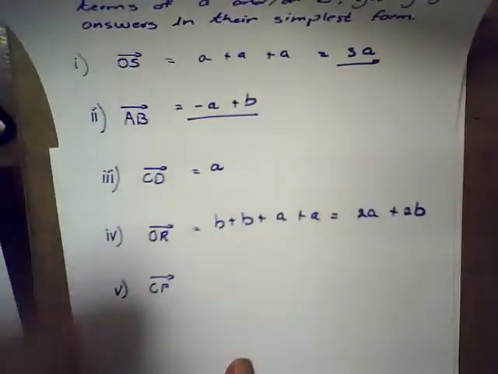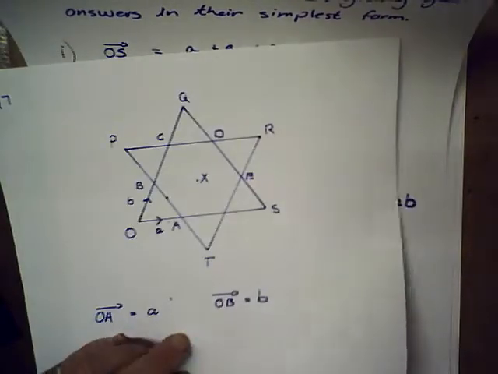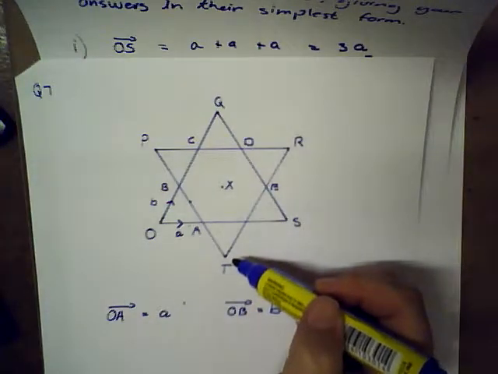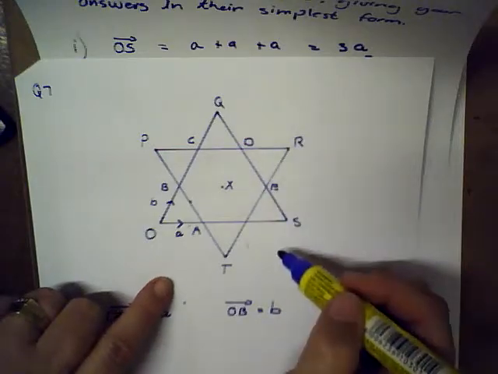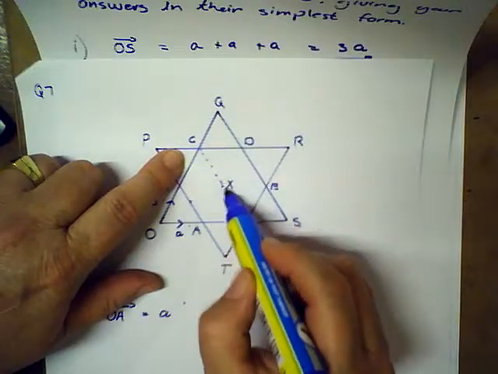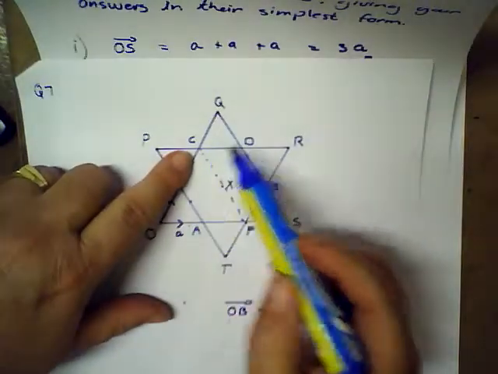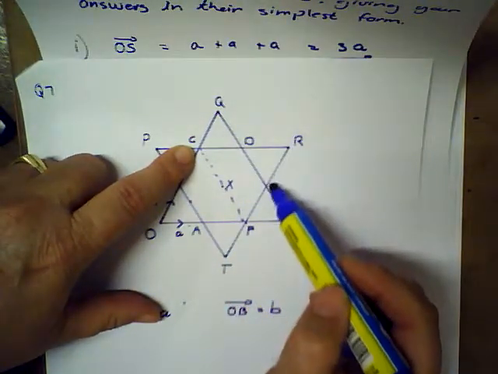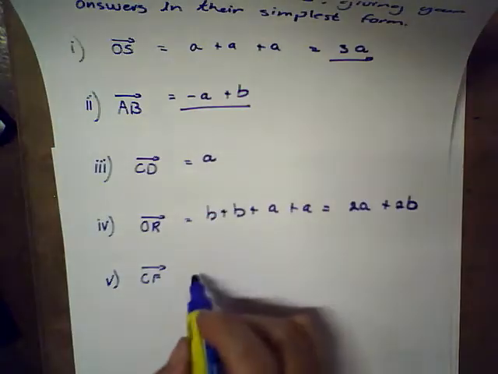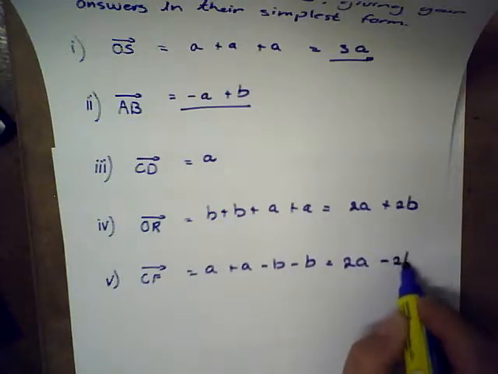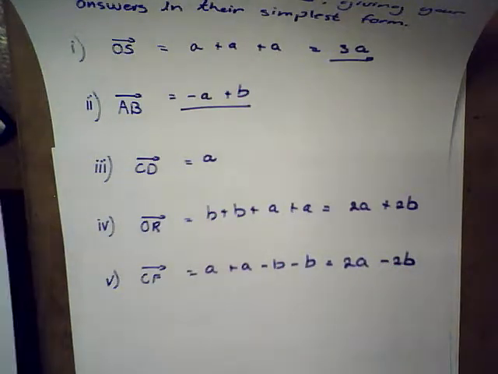Then the next one is CF. Oopsie, sorry. Move it up a little bit. Where's my F? Oh, there it is. Okay, CF. So I need to travel from C to F. If I do that, I will go A plus A minus B minus B. That would give me 2A negative 2B. And we are done with the first part of A.